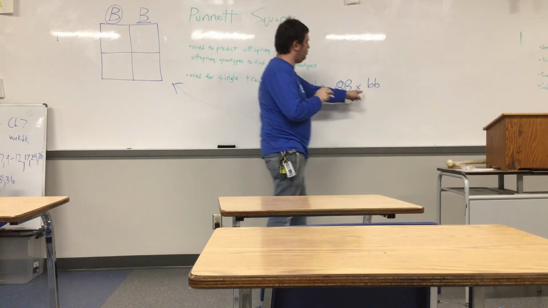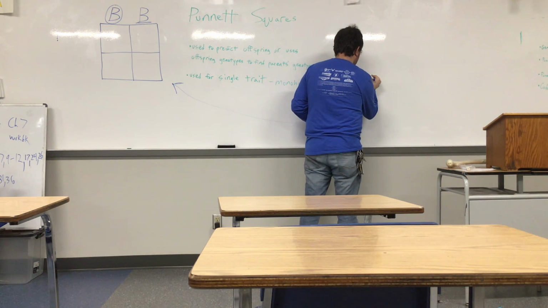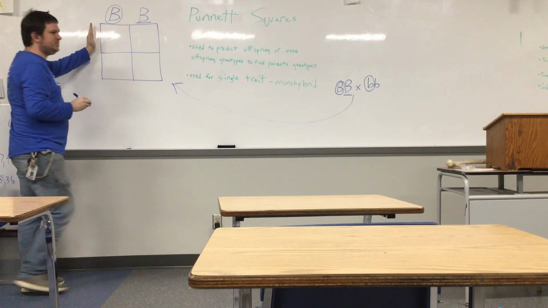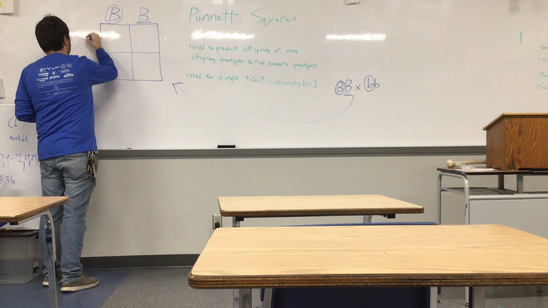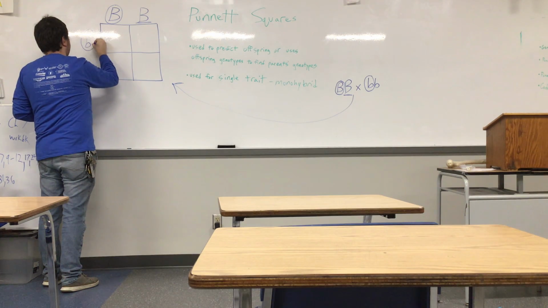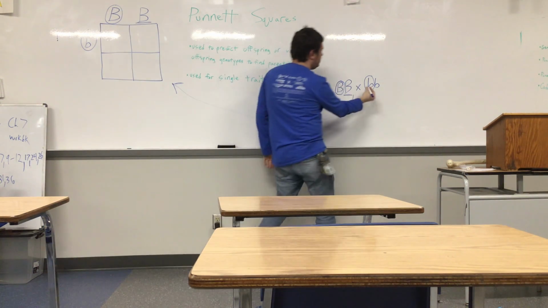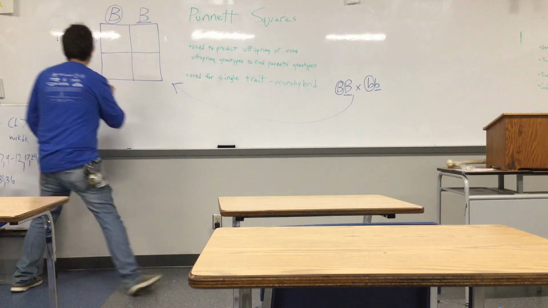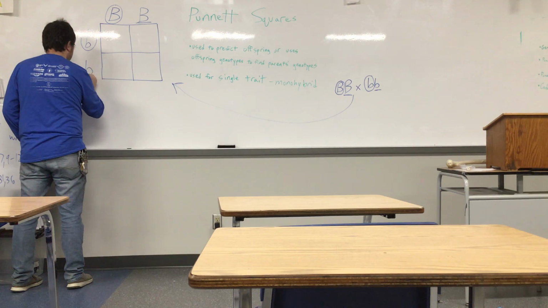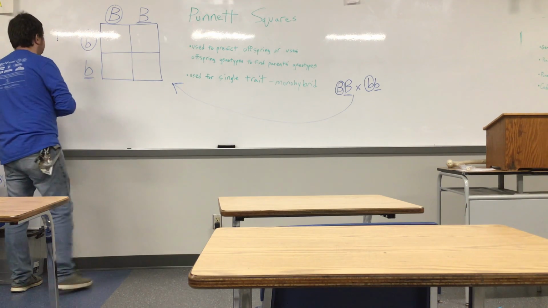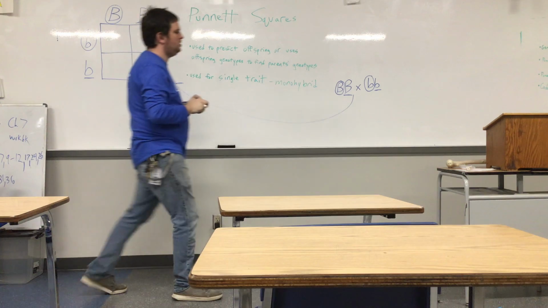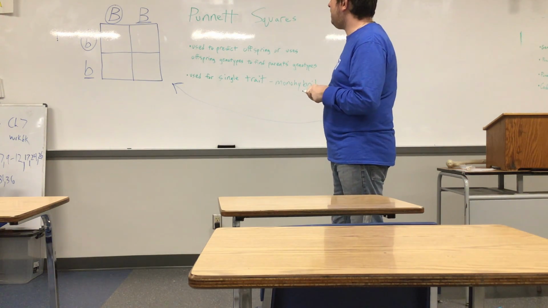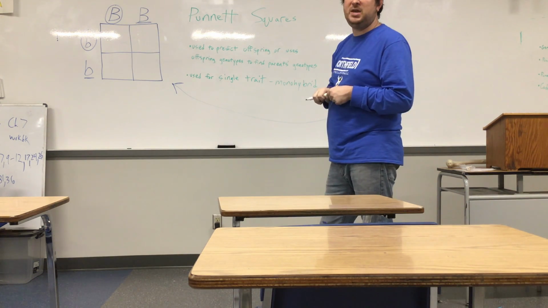Next, we go to the father. We will circle the first letter and move it to the side here. And then dad's second letter, we will underline and move here. So we have capital B, and capital B, lowercase b.